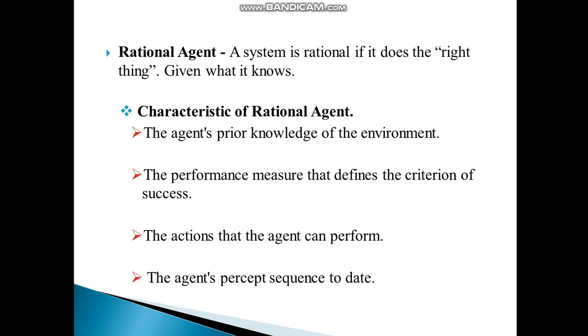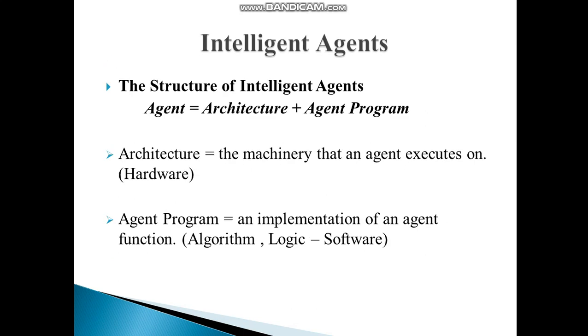Next, rational agent. A system is rational if it does the right thing given what it knows. Characteristics of a rational agent: the agent's prior knowledge of the environment, the performance measure that defines the criterion of success, the actions that the agent can perform, and the agent's percept sequence to date.